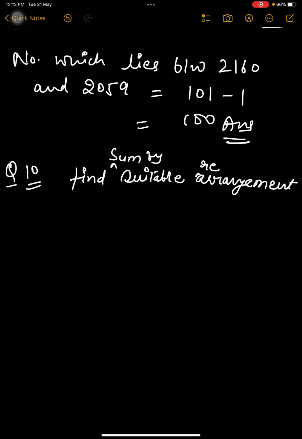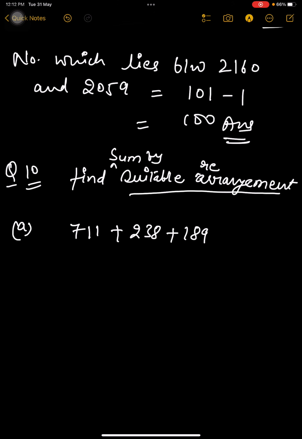What do we mean by suitable rearrangement? Let me write the first part: 711, 238 plus 189. These are the numbers. We need to add them. You can simply add them, you all know how to add. But there is a condition. You need to rearrange them and then add them. So how should we rearrange them? Beta, the rearrangement should be such that we get maximum zeros.